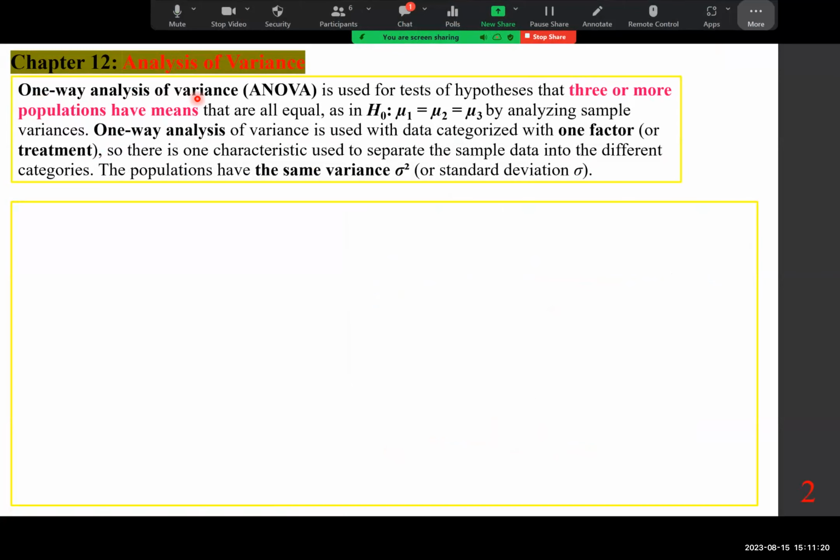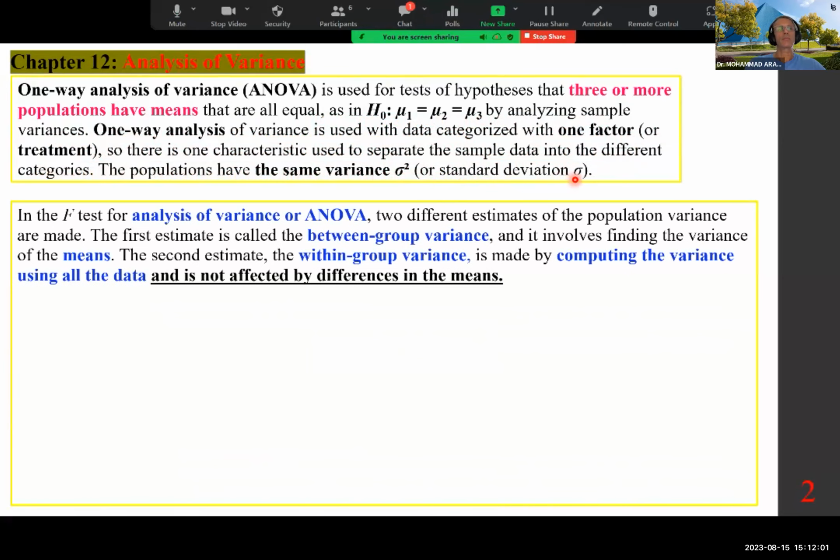One-way analysis of variance, ANOVA, is used for tests of hypotheses that three or more populations have means that are all equal, as in H null, mu1 equals mu2 equals mu3, by analyzing sample variances. One-way analysis of variance is used with data categorized with one factor or treatment. So there is one characteristic used to separate the sample data into the different categories. The populations have the same variance, sigma squared, or standard deviation sigma. Perfect. Please continue.